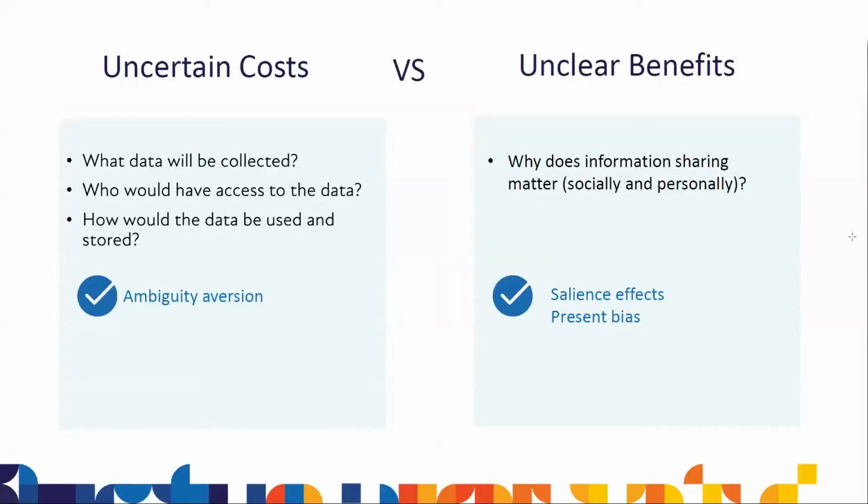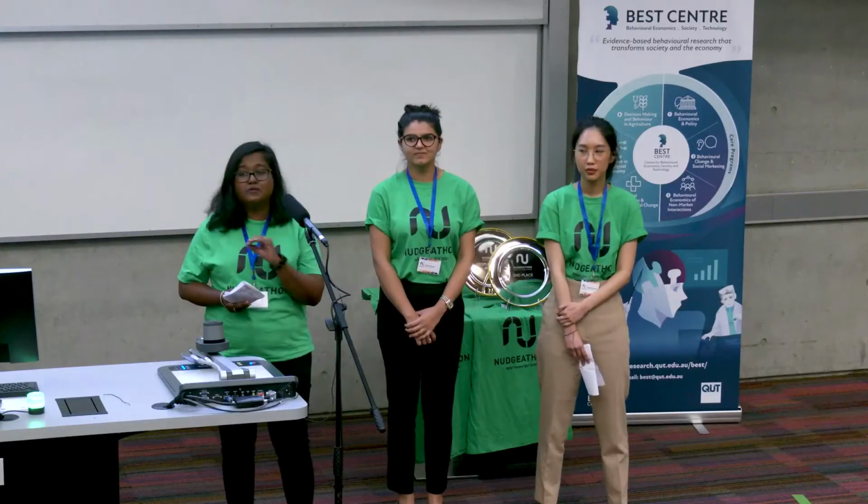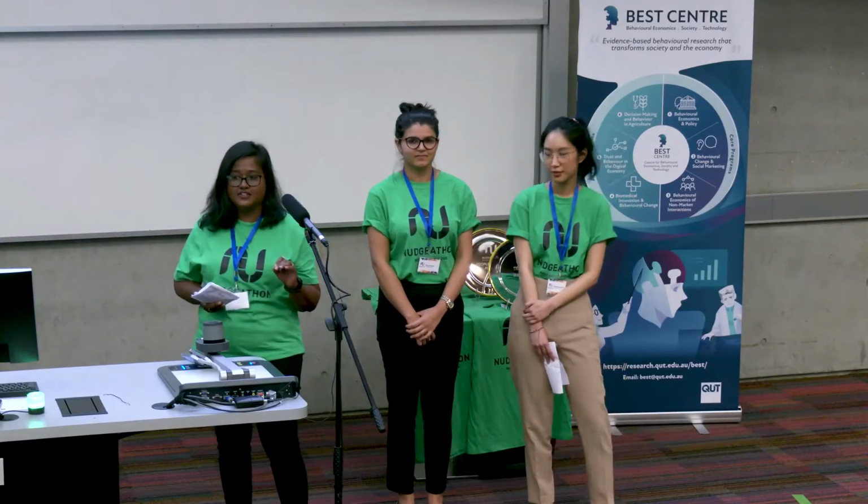So we were talking about costs and benefits. What are the costs? What do you think? In our sense, the main cost here is the uncertainty of our data, like how my data will be used. So there's a lot of risks there. They don't know what data will be collected, who will be using my data, how this data will be stored. So there's a lot of uncertainty and ambiguity there, and we know people do not love ambiguity or uncertainty.